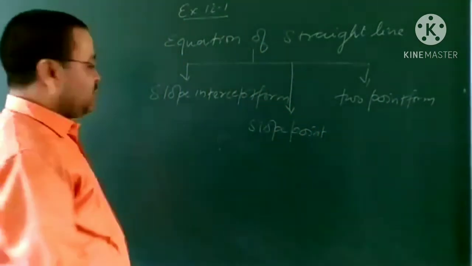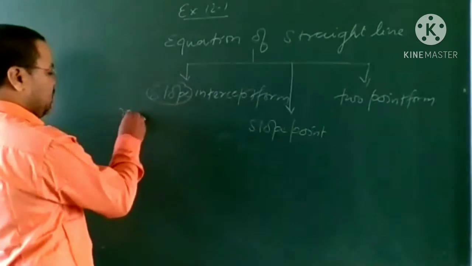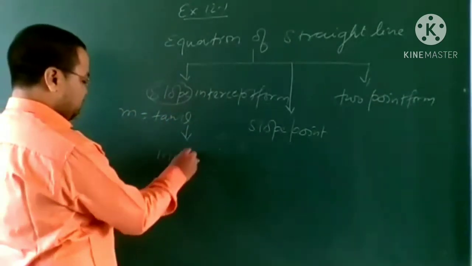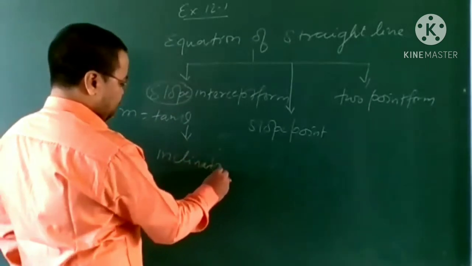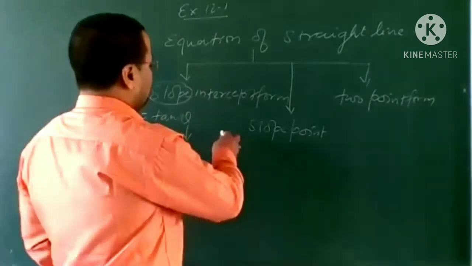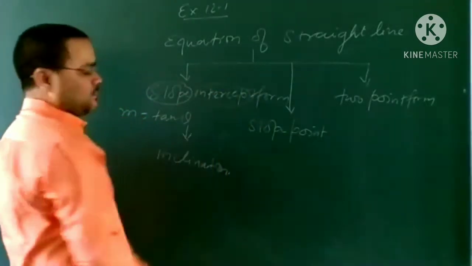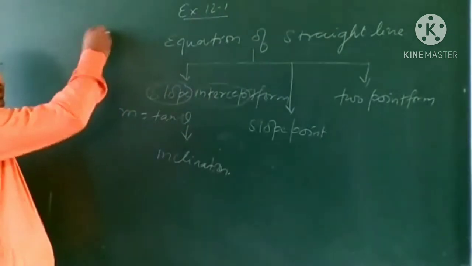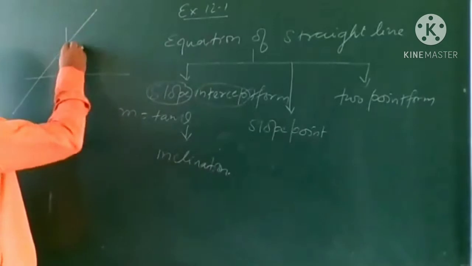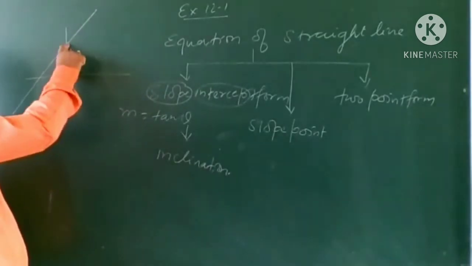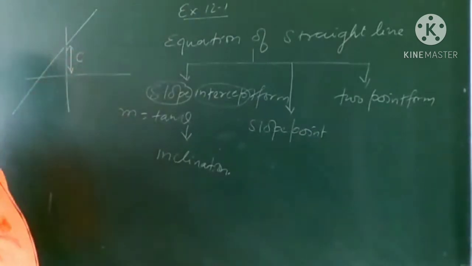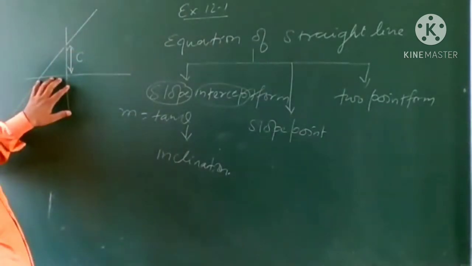What is the meaning of slope? That is m, which is equal to tan theta. And what is theta? This is inclination. And intercept means what? Here this is the coordinate axis, and if any line meets on the y-axis, this distance is called the y-intercept, here C. This is called the x-intercept.